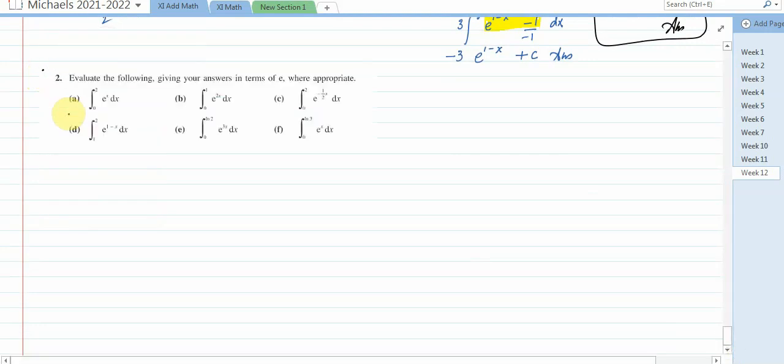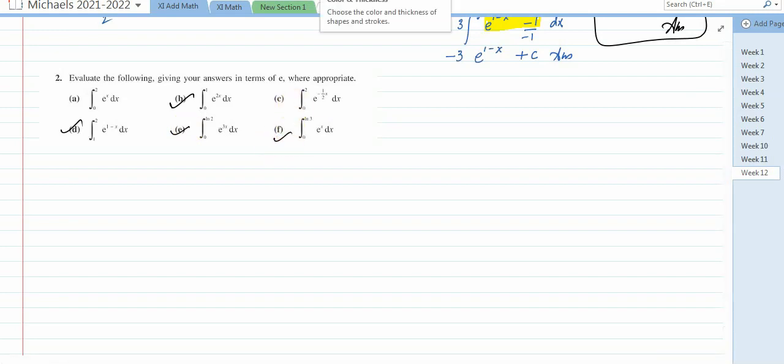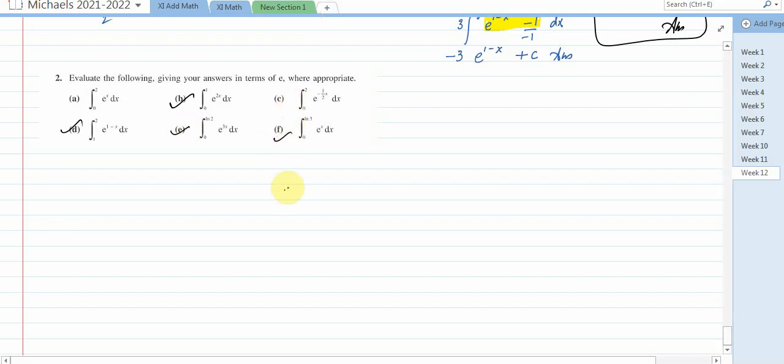It's question number 2, and the parts we are going to attempt are B, D, E and F. Firstly, they are all definite integrals. So for part B, from 0 to 1 e to the power 2x dx, right? Firstly, what is the derivative of the power 2x? It's 2, so we need to multiply and divide it by 2.